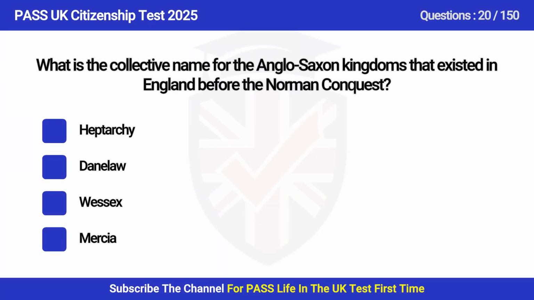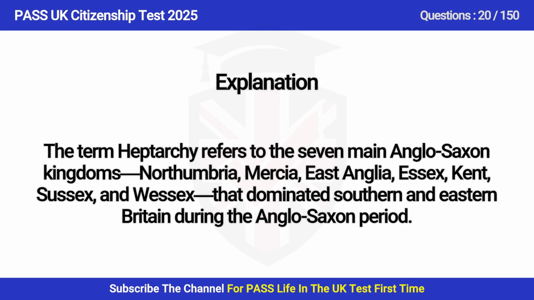What is the collective name for the Anglo-Saxon kingdoms that existed in England before the Norman conquest? A. Heptarchy, B. Danelaw, C. Wessex, D. Mercia. The answer is A. Heptarchy. The term heptarchy refers to the 7 main Anglo-Saxon kingdoms: Northumbria, Mercia, East Anglia, Essex, Kent, Sussex and Wessex, in southern and eastern Britain during the Anglo-Saxon period.